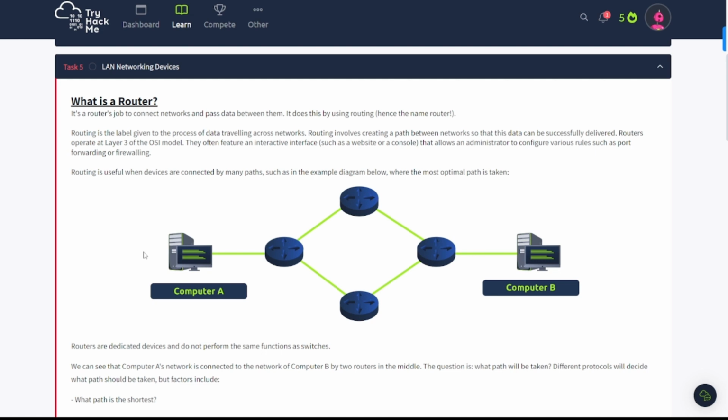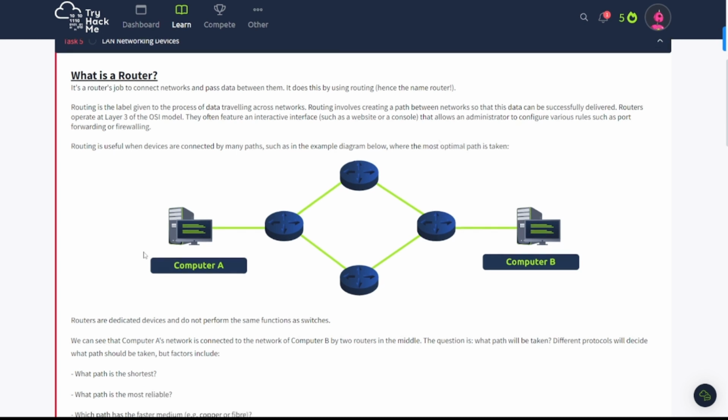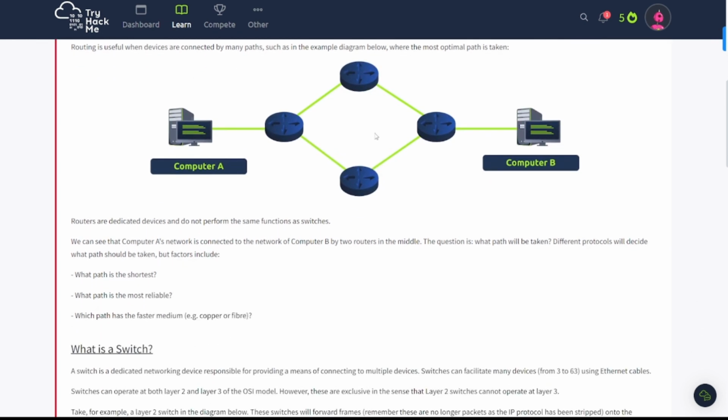Routers operate at layer 3 of the OSI model. They often feature an interactive interface such as a website or a console that allows an administrator to configure various rules such as port forwarding or firewalling. Routing is useful when devices are connected by many paths, such as the example diagram below, where the most optimal path is taken. You've got endpoints to endpoints there, and the routing in between.